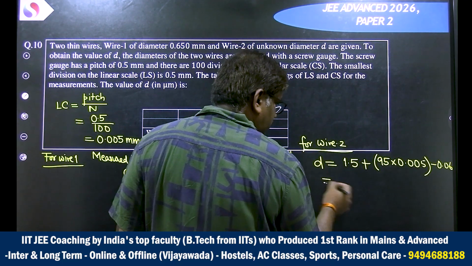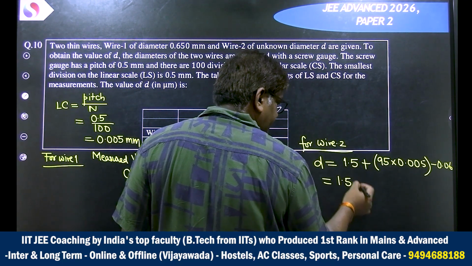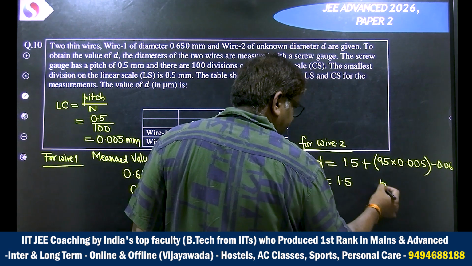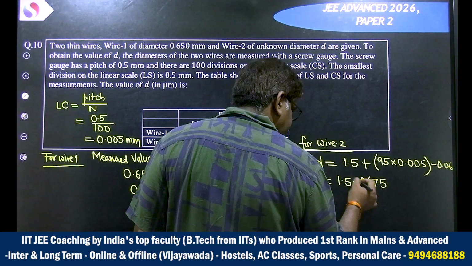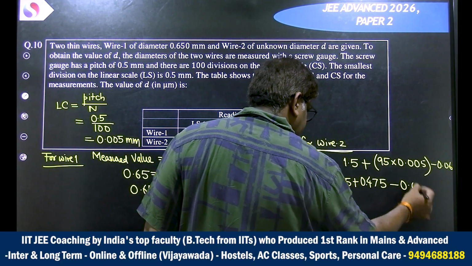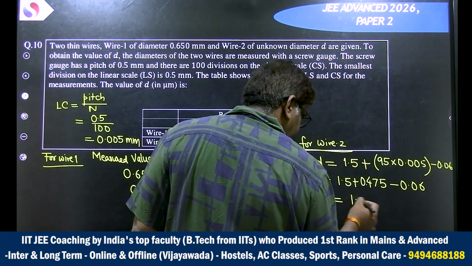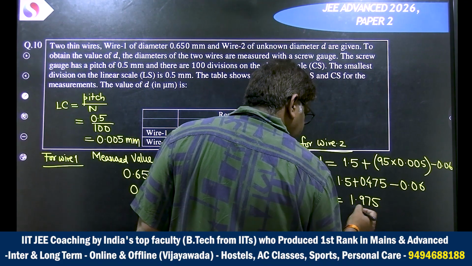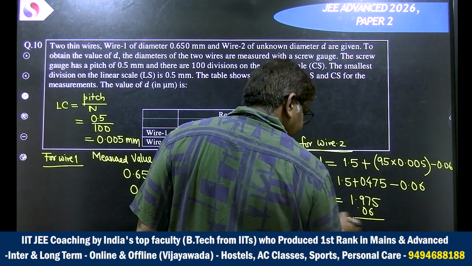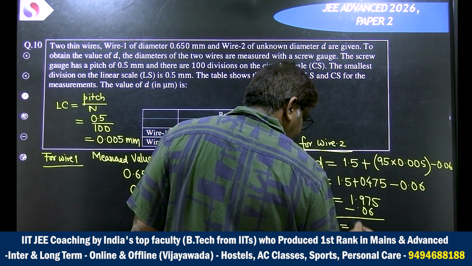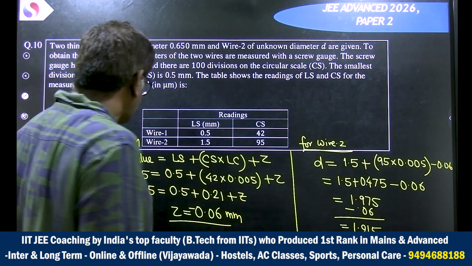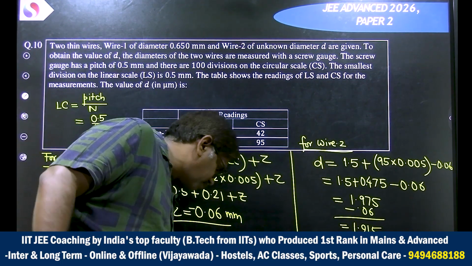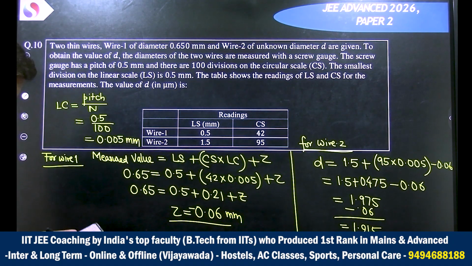Alright, now calculate this. So 1.5, this is 95 times 0.005, which is 0.475, that is plus minus 0.06. This is coming 1.975 minus 0.06. So this is coming 1.915. Okay, 1.915 mm.